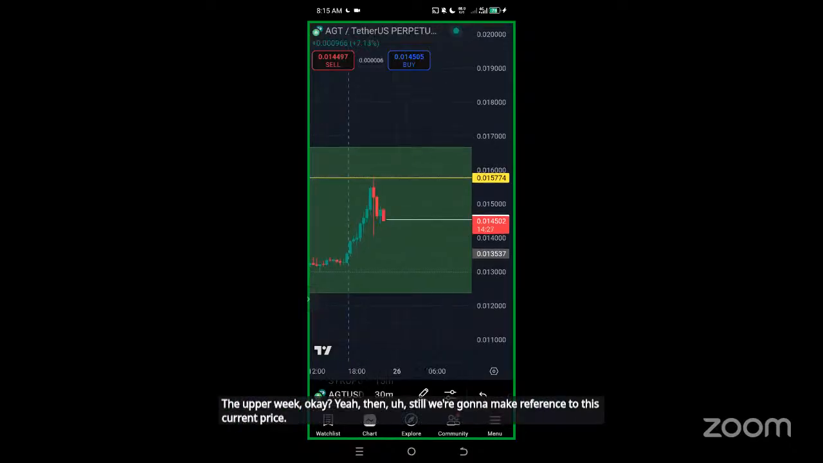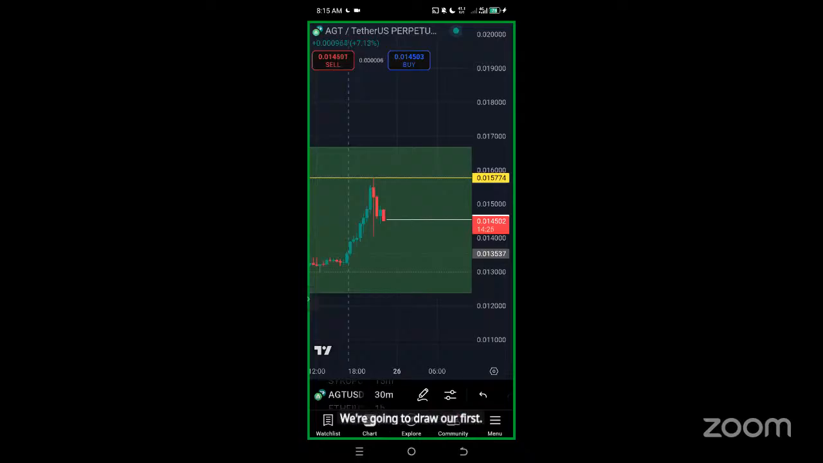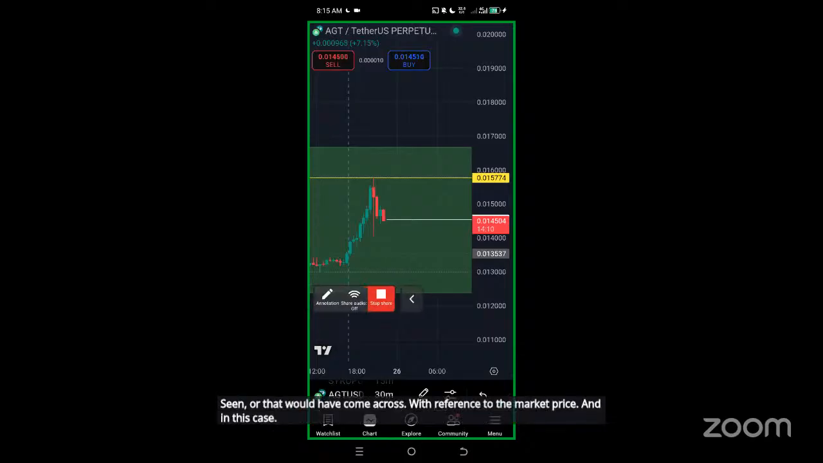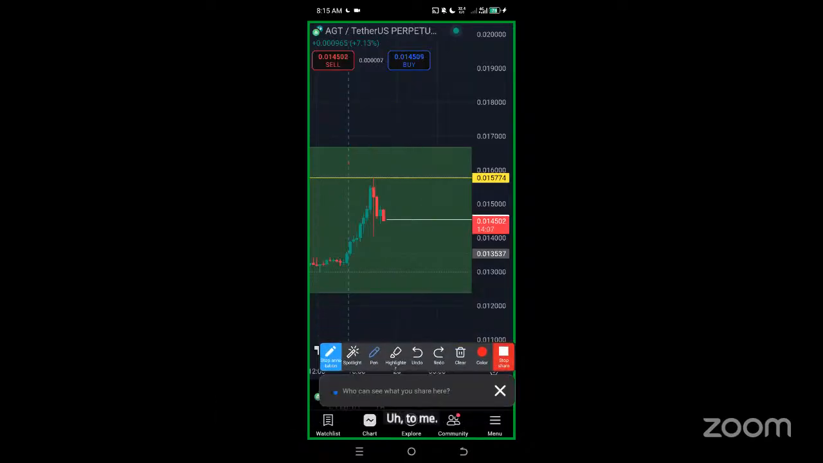Then still we're going to make reference to this current price. We're going to draw our first support. And the first support in this case becomes the first lowest point so far seen with reference to the market price. To me, this lower wick of the red candle is the most recent swing low.